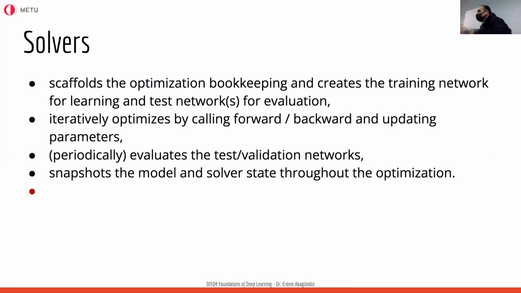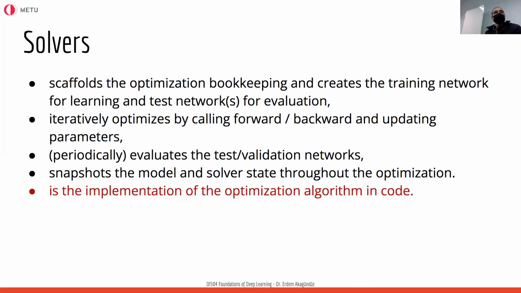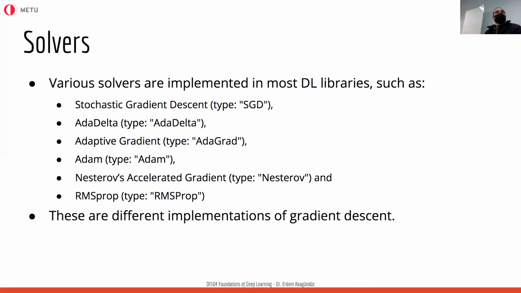So it's going to do the forward run, then calculate the loss, then get the partial derivative of the loss with respect to the final layer parameters first, update the final layer, backpropagate the loss, update the previous layer, backpropagate the loss, update the previous layer. And this operation is done iteratively by that box called solver. So it's the implementation of the optimization algorithm in your code.